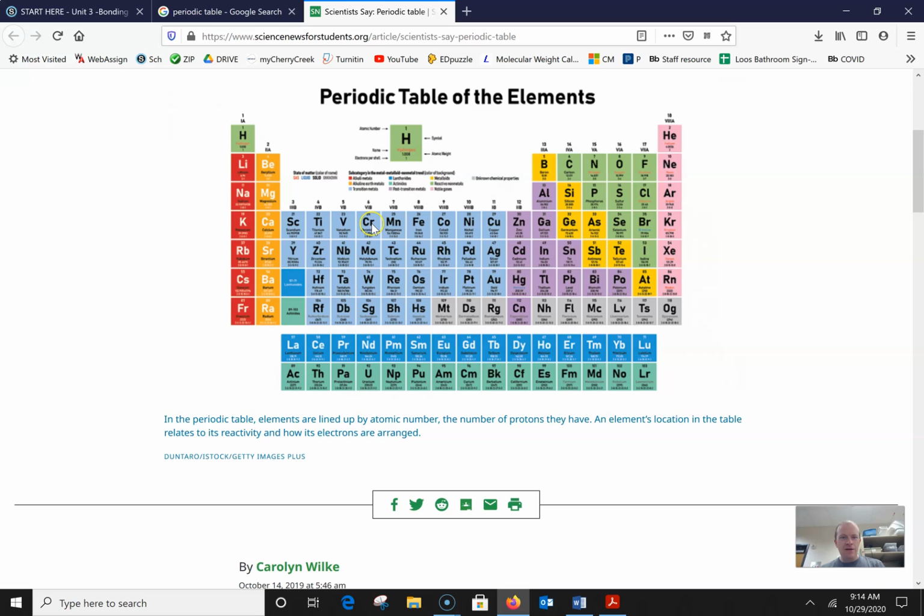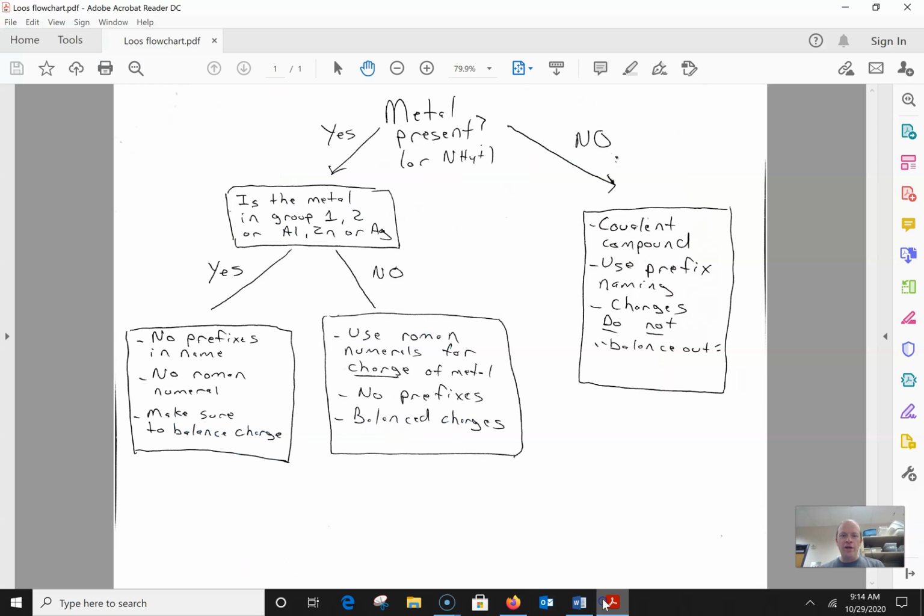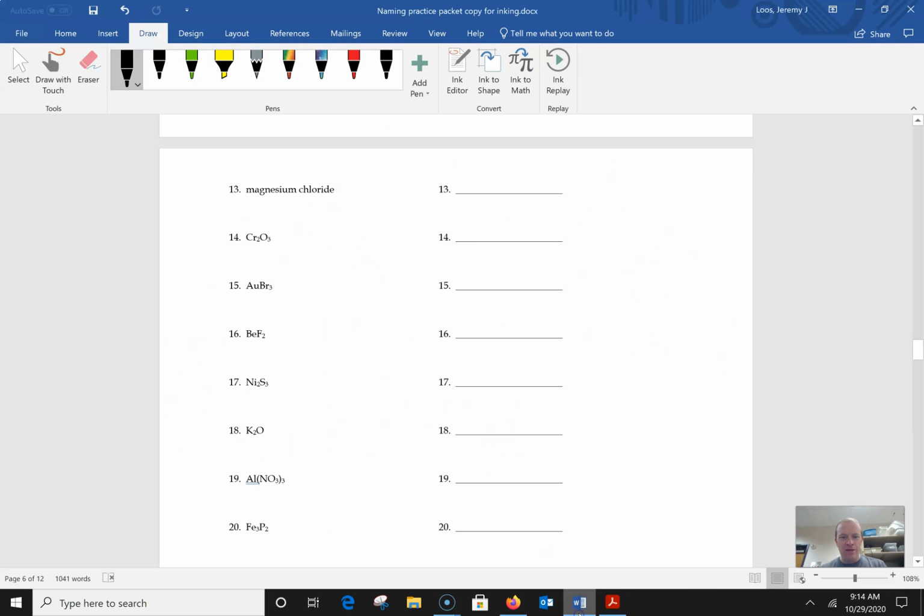So in this case, chromium is right here. It is not in group 1. It is not in group 2. It is not the element aluminum or zinc or silver. So we are in this section of the flow chart, which is we're going to use Roman numerals for the charge of the metal. We are not going to use prefixes, and we are going to make sure the charges are balanced. Now, in this case, since we already have the formula, we know the charges are already balanced. So I know this is going to be chromium something oxide.